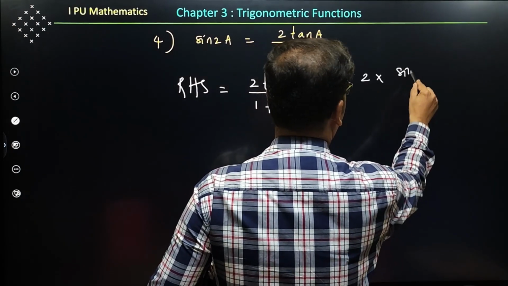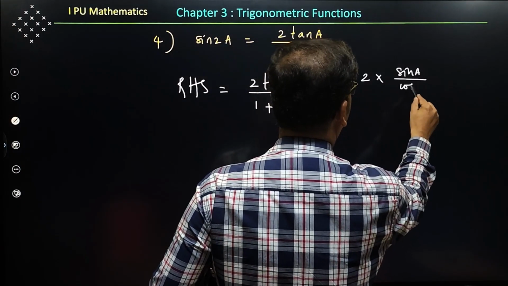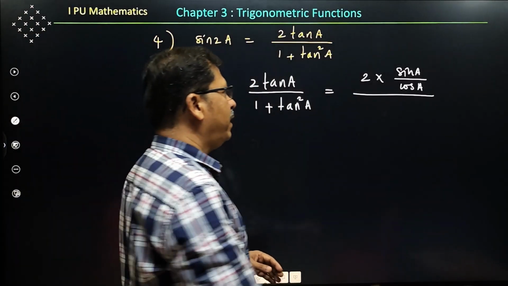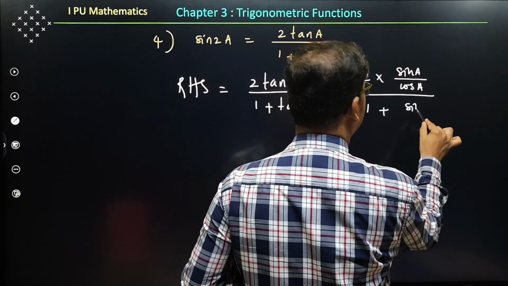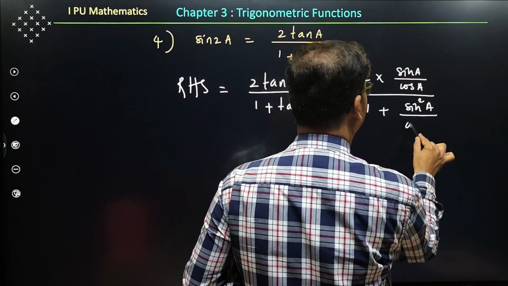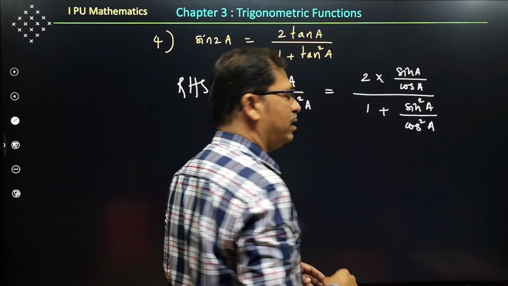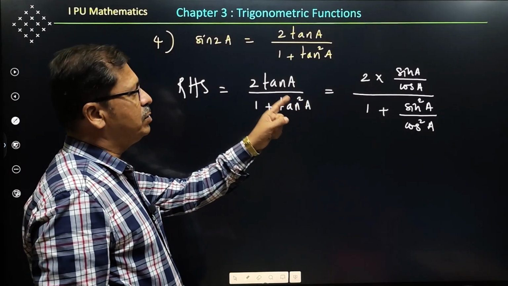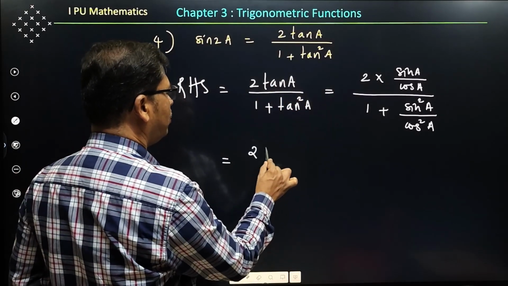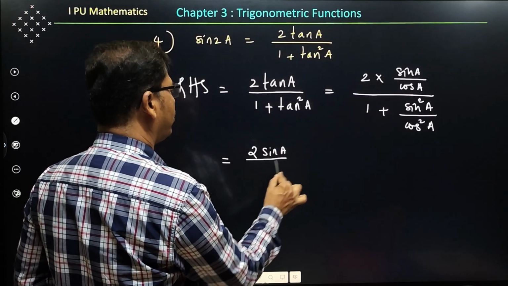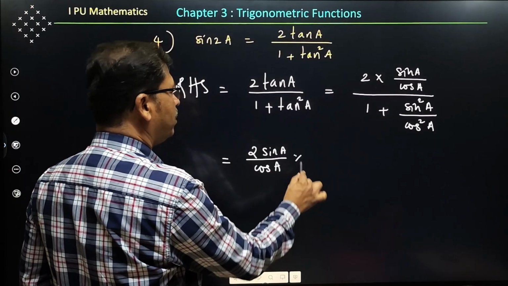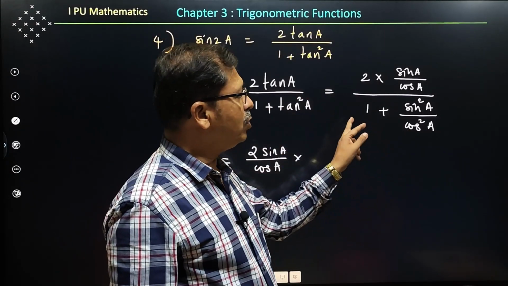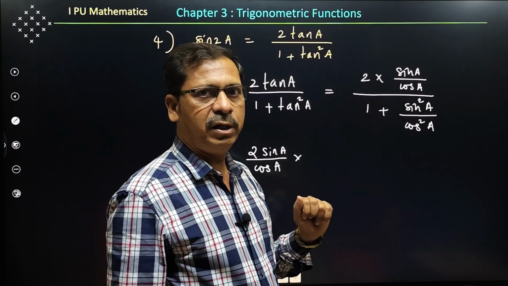Tan a can be written as sin a divided by cos a. 1 plus tan square a: write one as it is, and tan square a can be written as sin square a divided by cos square a. Let us simplify this. The first fraction is 2 sin a by cos a. Then, after taking LCM, cos square a into 1 is cos square a, so we get cos square a plus sin square a divided by cos square a.